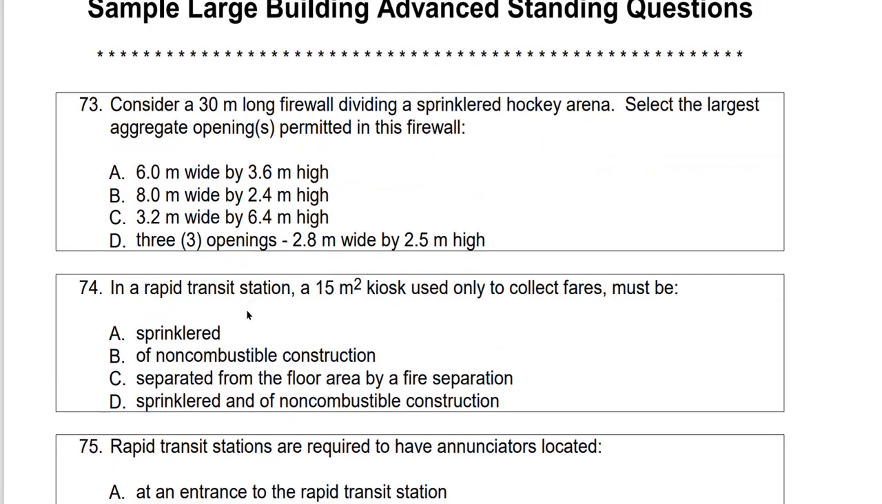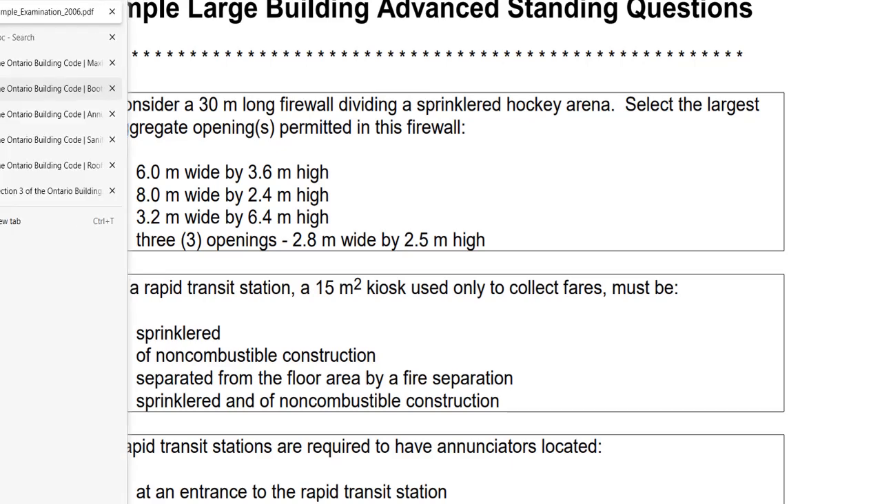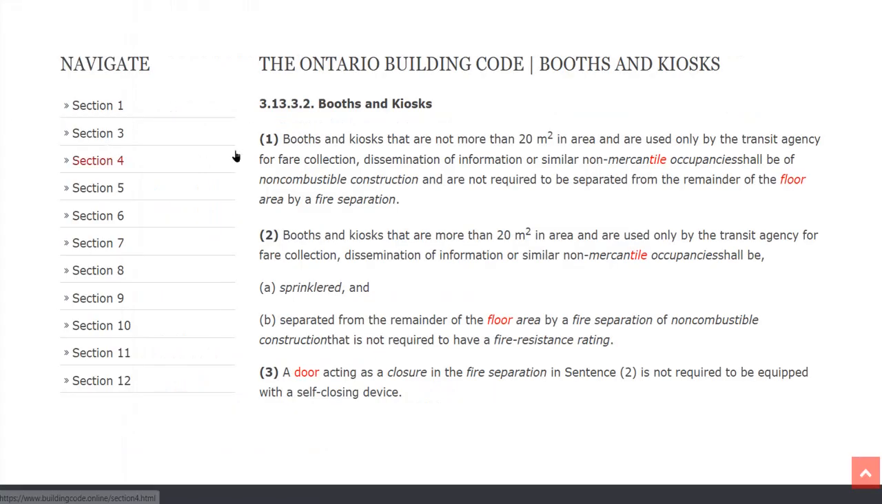Now, the second question is: in a rapid transit station, a 50-square-meter kiosk used only to collect fares must be A, sprinklered, B, of non-combustible construction, C and D. Let's move to the answer. In the Ontario Building Code, 3.13.3.2, booths and kiosks. A booth or kiosk of no more than 20 square meters is covered in Sentence 1.